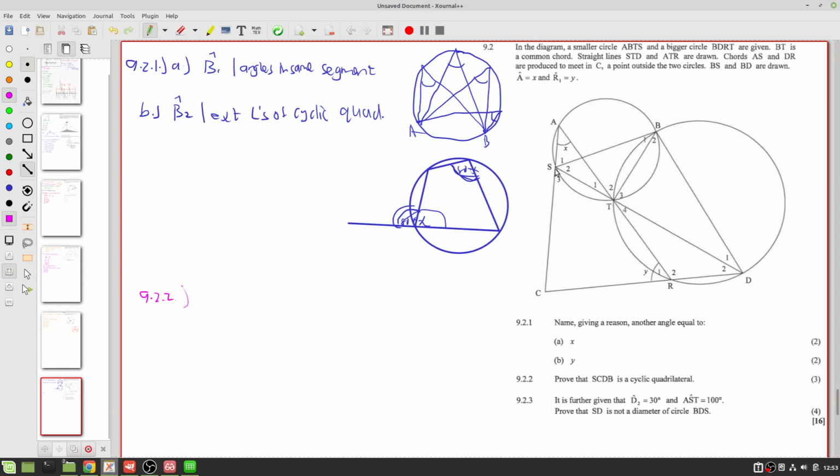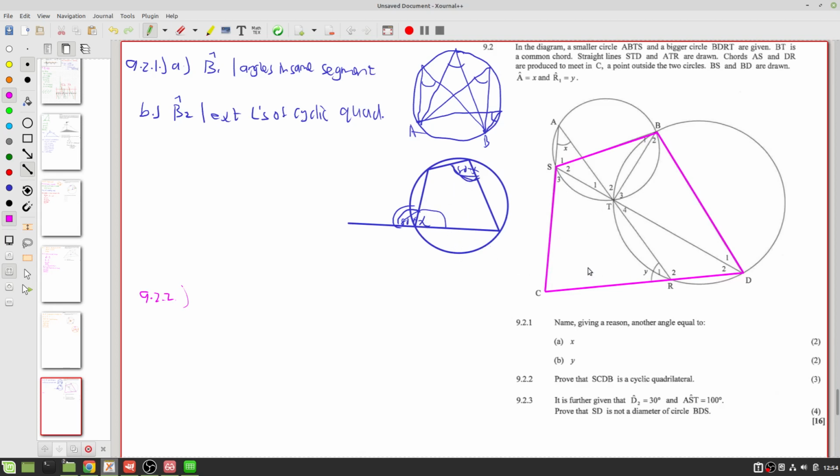SCDB, let's just highlight that again. SCDB. So we must show this is part of a cyclic quadrilateral, which means the circle will fit right around its edges here. How do we know if something is a cyclic quadrilateral? Well, like we just saw, if the opposite angles of a quadrilateral sum to 180, then it's a cyclic quadrilateral. So let's find that.